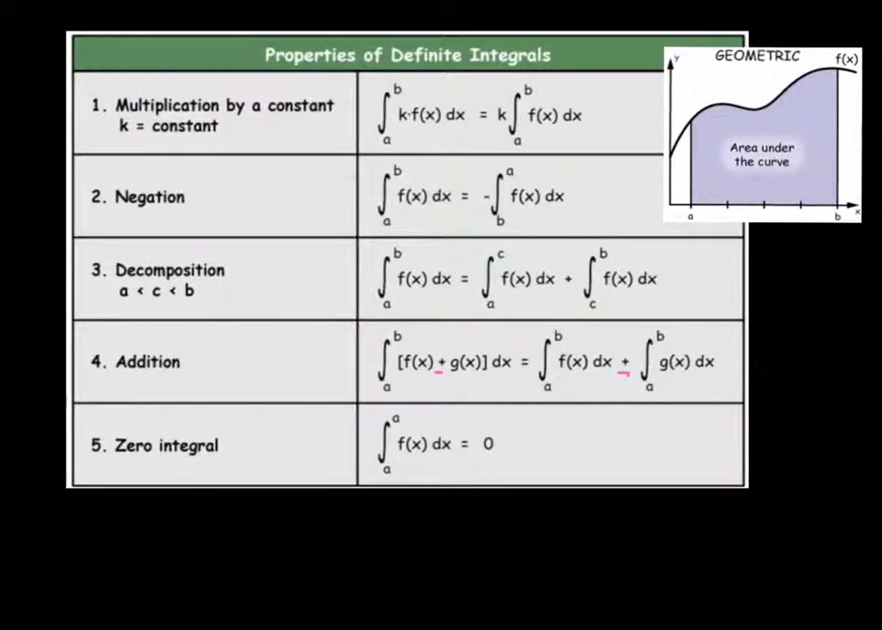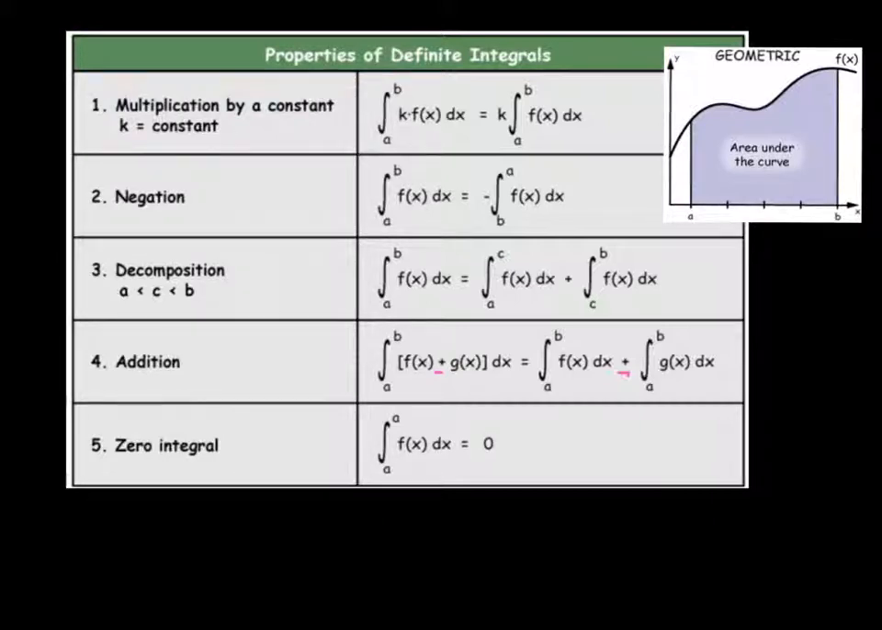Okay, so what this is saying is that the integral from A to B of the sum of two functions is equal to the integral from A to B of f of x dx plus the integral from A to B of g of x dx. And the same is true for the difference. So again, it's splitting it up, and you could do the integral of each piece and then put them together for the total sum. Okay, the zero integral.